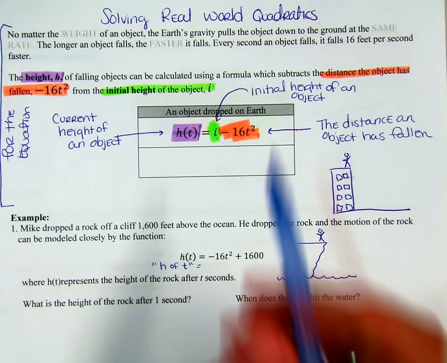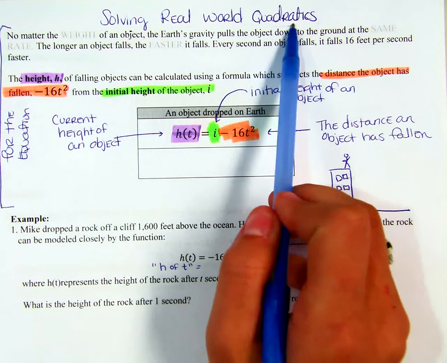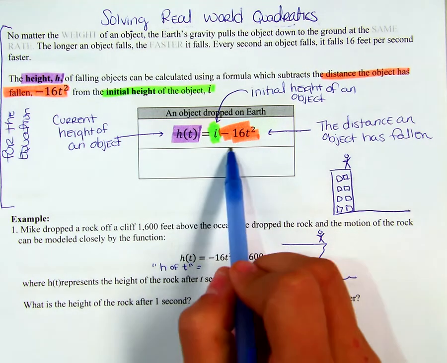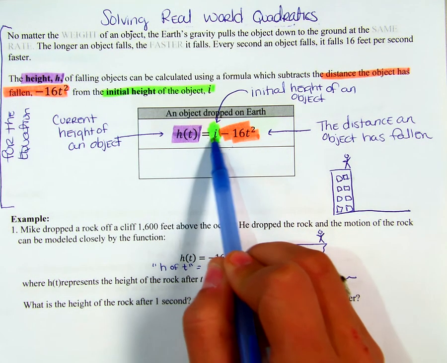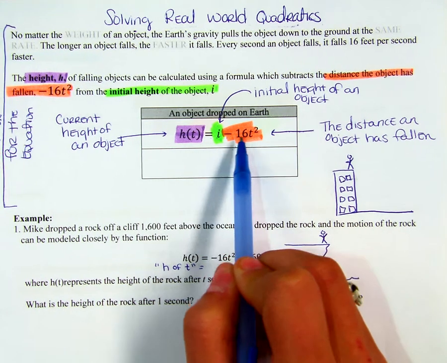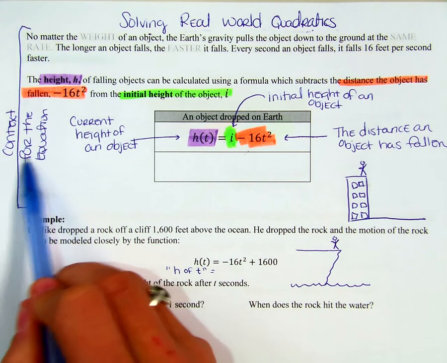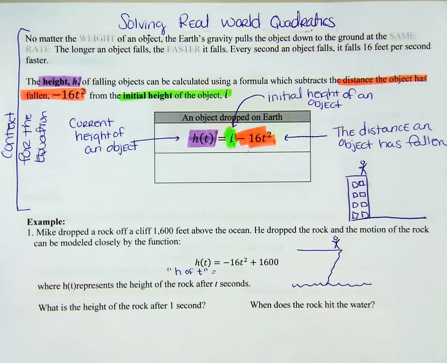So in this lesson, we're going to be solving real-world quadratics, and we're going to be using this equation right here. H of t is equal to I minus 16t squared. So really quickly, I'm going to give us some context of this equation.